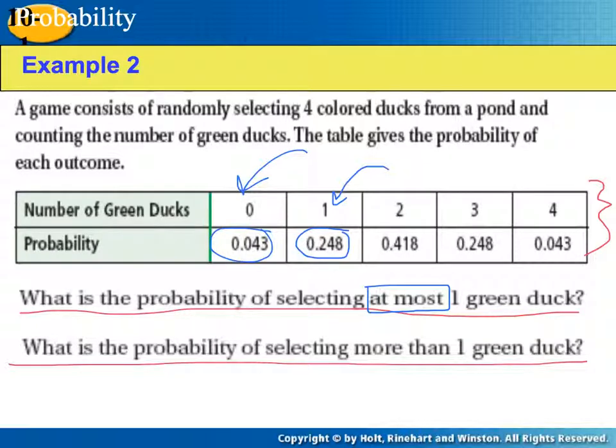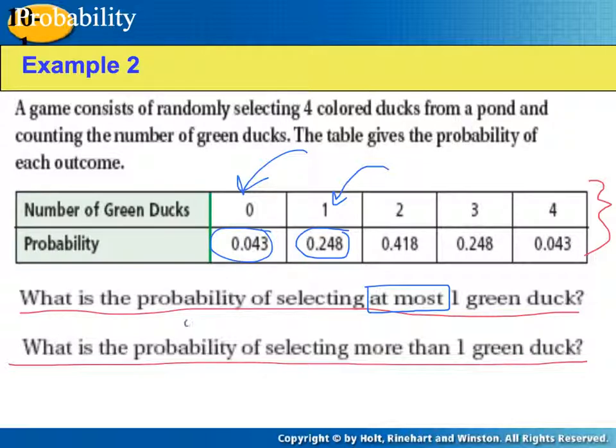No, I could not select 2 green ducks because that's more than one. I want to figure out at most 1 green duck. Okay, so now when I have these two probabilities, 0.043 of selecting 0 and 0.248 when selecting 1, how do I figure out the probability of selecting one or the other? I take those two probabilities and I add them.